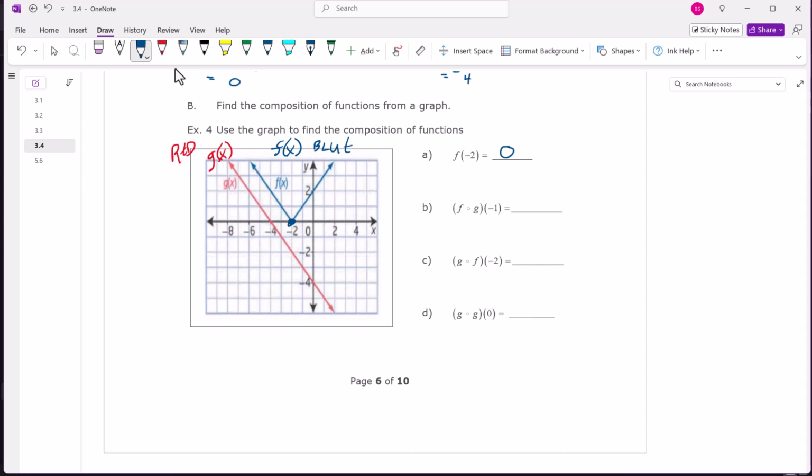Okay, now we're going to do function composition. On this first one, start by rewriting it as f bracket g of negative 1. Then look up g of negative 1. Here's negative 1. G of negative 1 has a y value of negative 3. So we have f of negative 3. That means go to negative 3, which is here. Look at that point on the graph. Give the y value. So that's equal to 1.